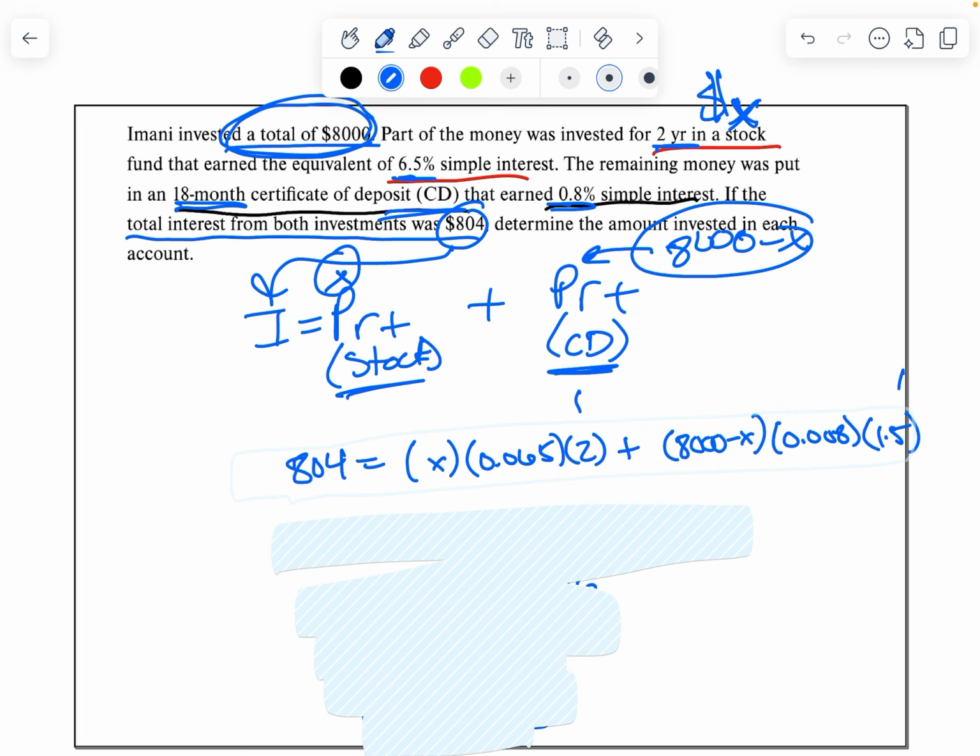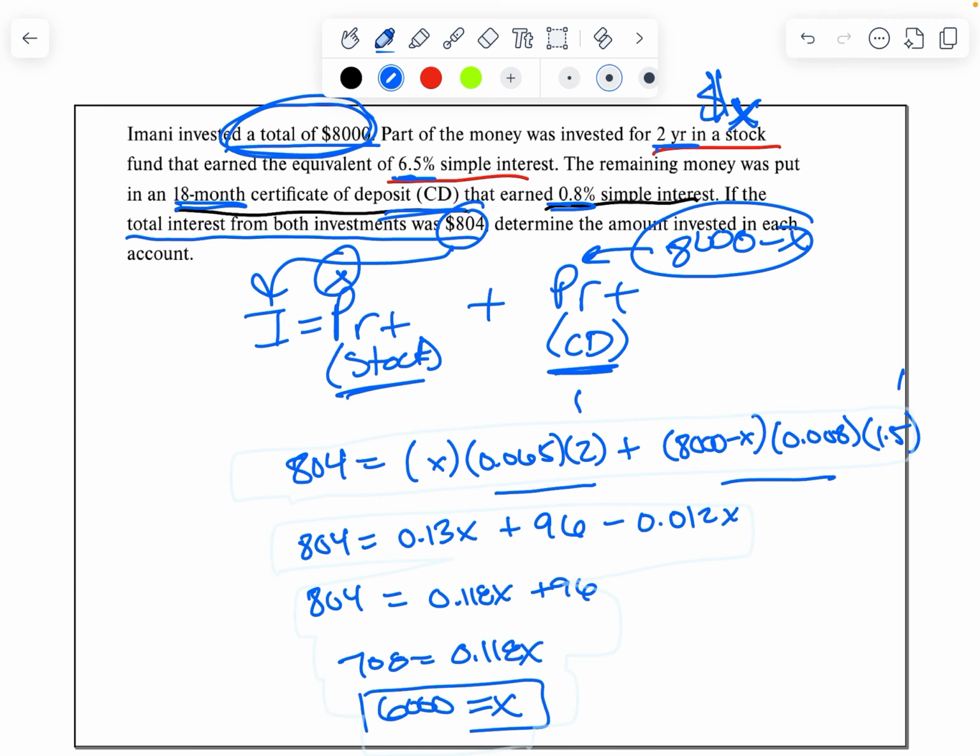Again, we just have a multiplication problem here and then simplification. We can multiply and distribute here and get an equation that looks like this. Combine your like terms, that's all your x's, and you end up with an equation that looks like this. Subtract the 96 over, and you end up with this. Divide by 0.118, and you look like this.